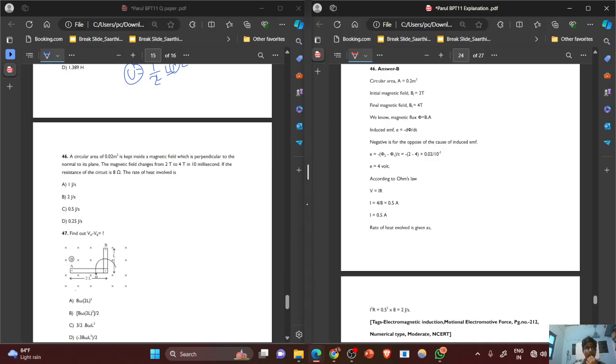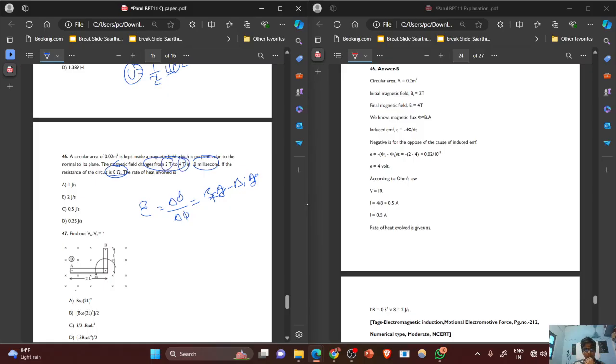A circular area is kept inside a magnetic field perpendicular to the plane. The magnetic field changes in 10 seconds. The resistance is given, and the heat involved is asked. You just need to understand how to calculate heat here. First you need to calculate EMF. EMF is given by change in flux by change in time. Flux is BA, area is given. Final B times A minus initial B times A. Simple.